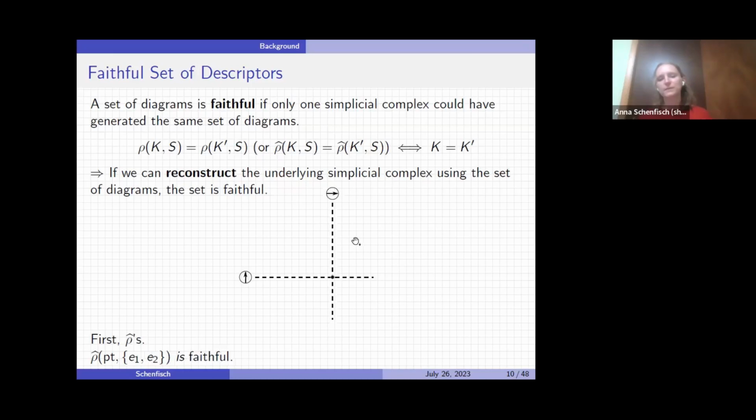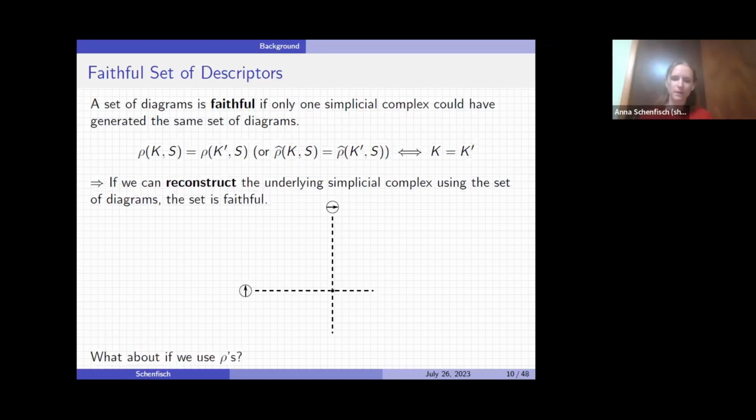But if I come in with the second direction, so in the e1 direction, pointed horizontally, I still see there's exactly one vertex. And now I know its x coordinate, so I know its x and y coordinate. So that's an example of a faithful set. I can tell you exactly what simplicial complex, embedding everything about it, generated that set of two augmented diagrams.